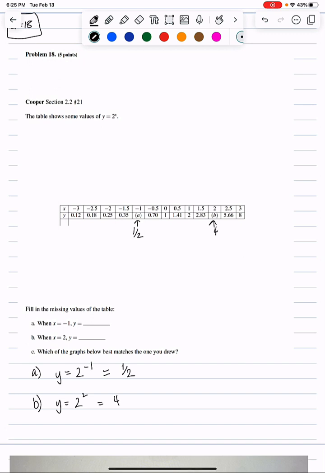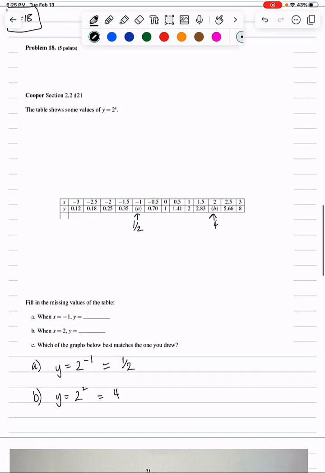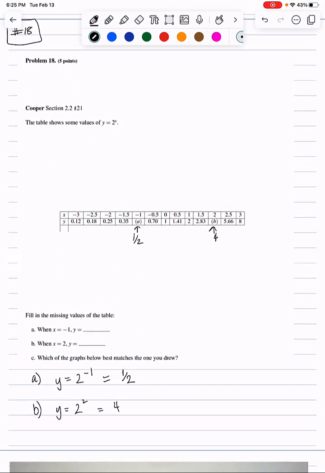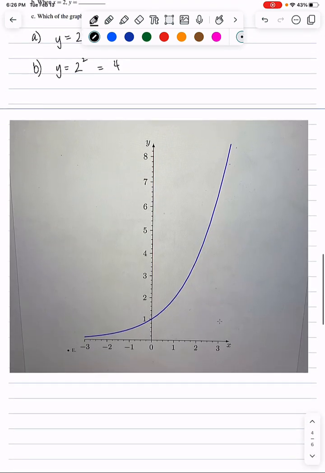Alright, and then the graph that best matches the one you drew. So we mainly want to be looking out for the 2 to match the 4 and the -1 to match the 1/2. And the only graph that does that for me, it might be a different letter for you, but it was E for me. So we can see that because at 2, we hit pretty close here to 4.